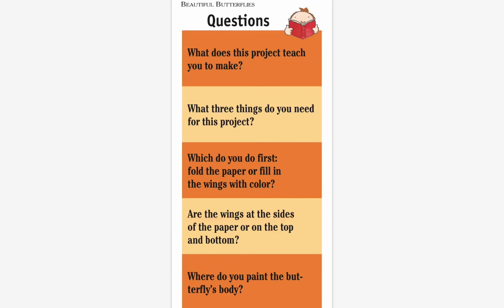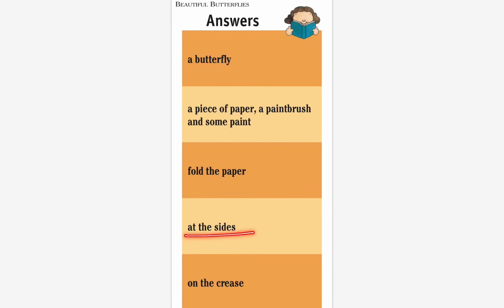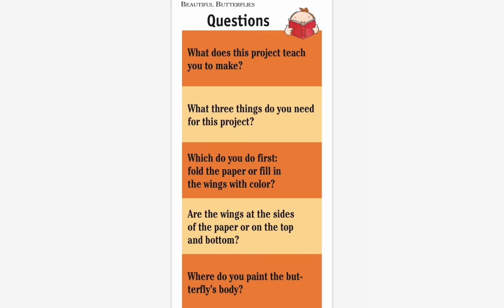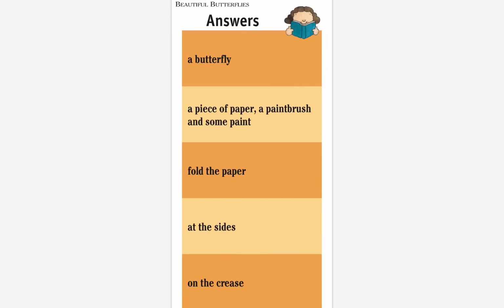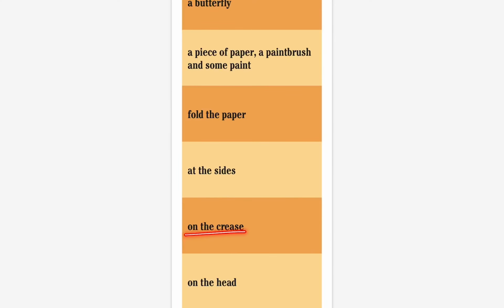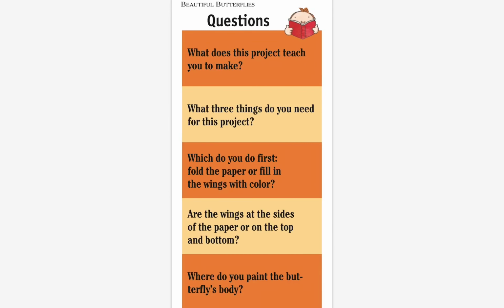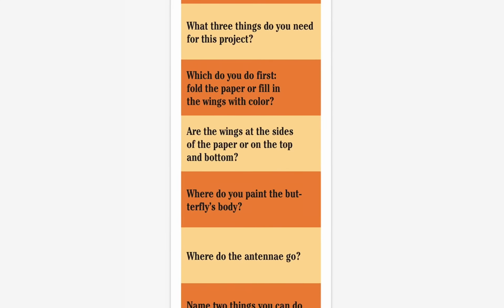Are the wings at the sides of the paper or on the top and bottom? Okay, you know the answer? Look at the correct answer. At the sides. Next question. Where do you paint the butterfly's body? On the crease.